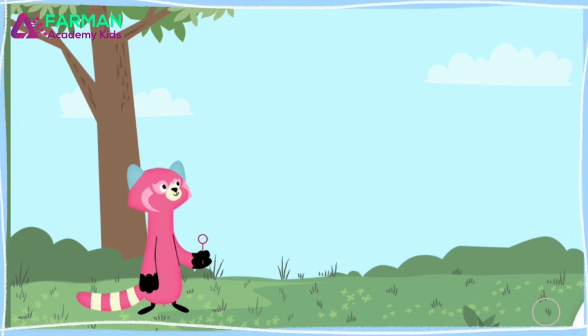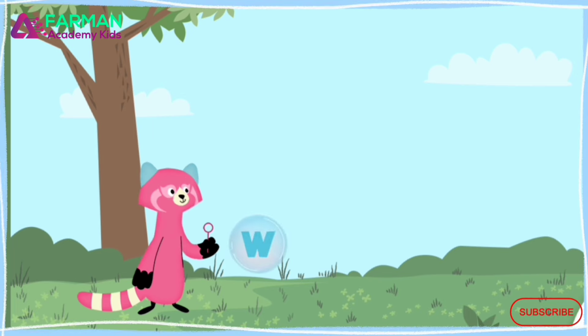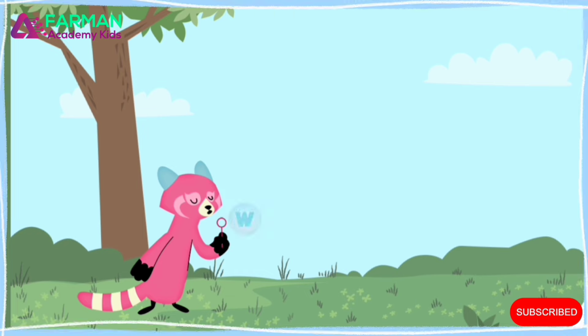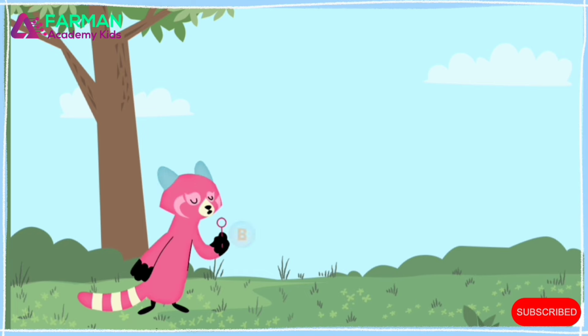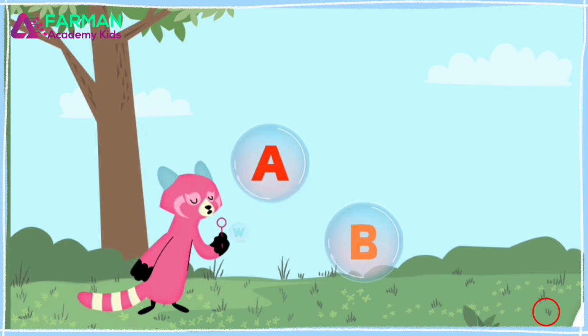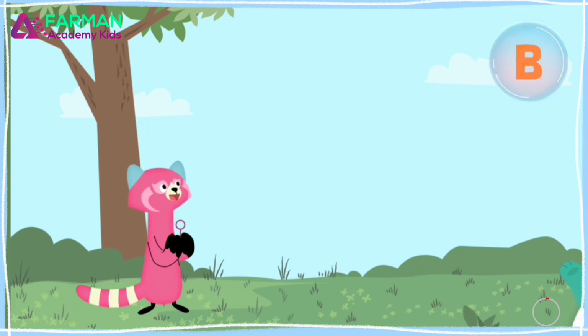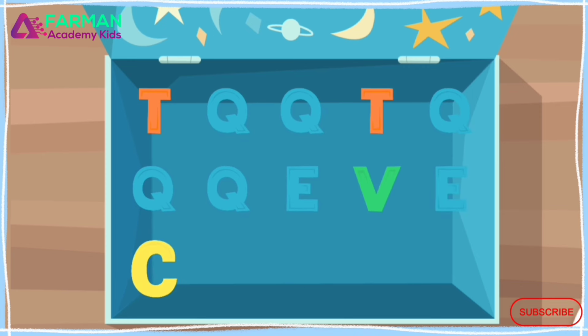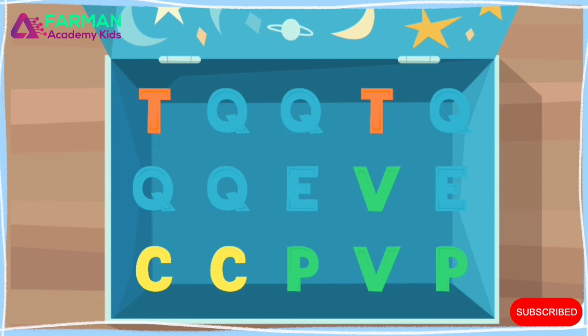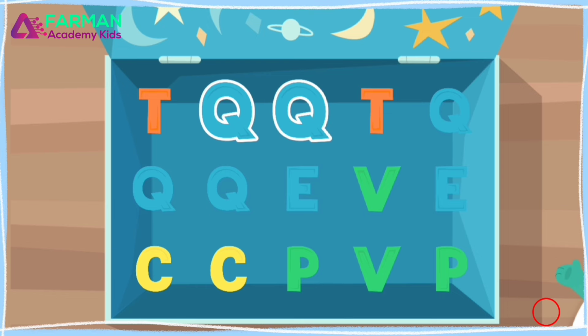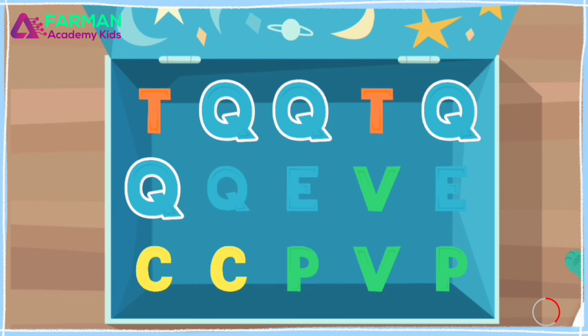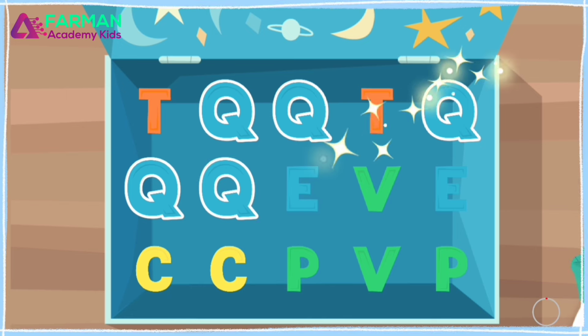Pop all the bubbles with the letter W. W. W. Great! You popped the bubbles with the letter W. Can you find the letter Q? Tap them all. Quack, quack, quack, quack, quack. You did it! You found them!